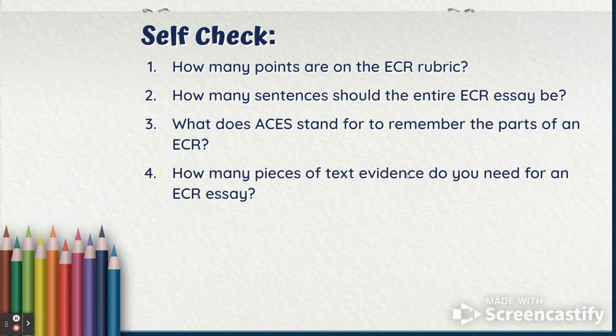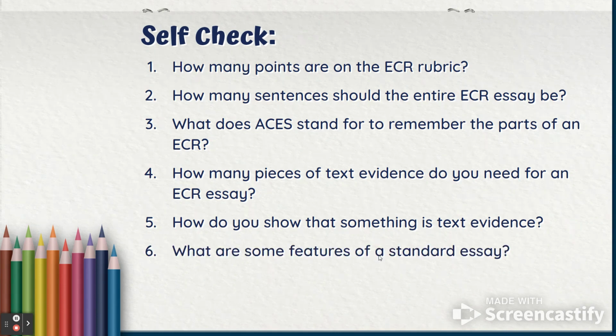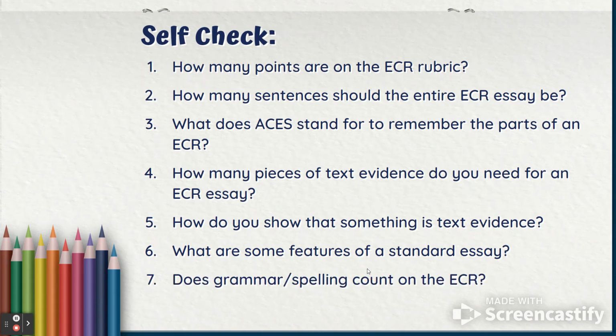How many pieces of text evidence do you need for an extended constructed response? At least 2. You could do more, but for these essays, you need at least 2 quotes. How do you show that something is text evidence? Well, you should put quotation marks around it and say what paragraph it is from. What are some features of a standard essay? So for a standard essay, we're talking about paragraphs with indentions, transitions, an introduction paragraph, body paragraphs, and a conclusion paragraph. And the spelling and grammar count on the extended constructed response.